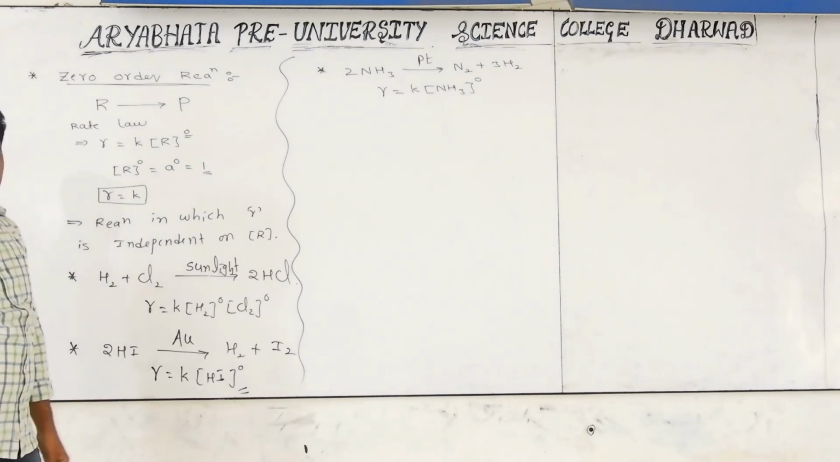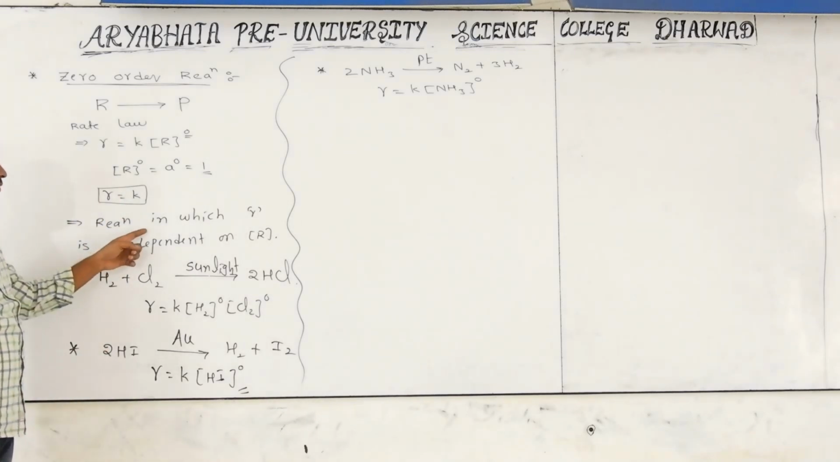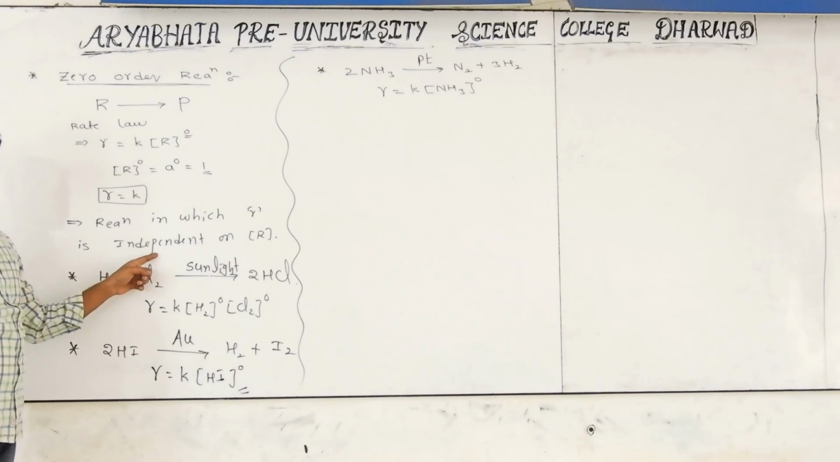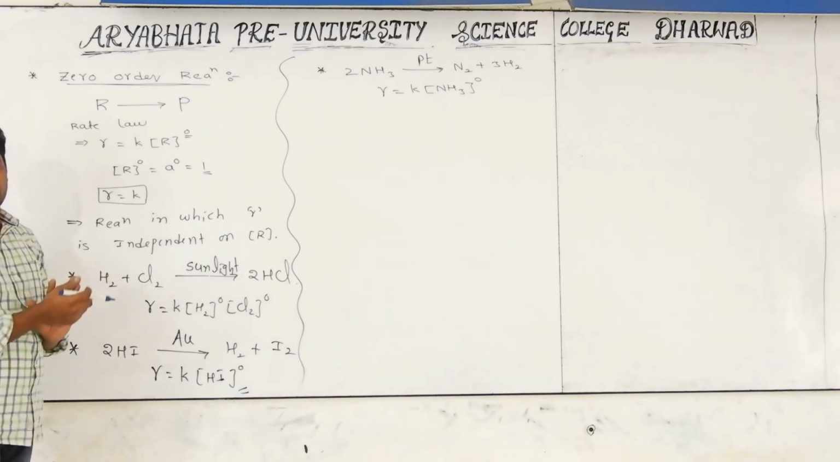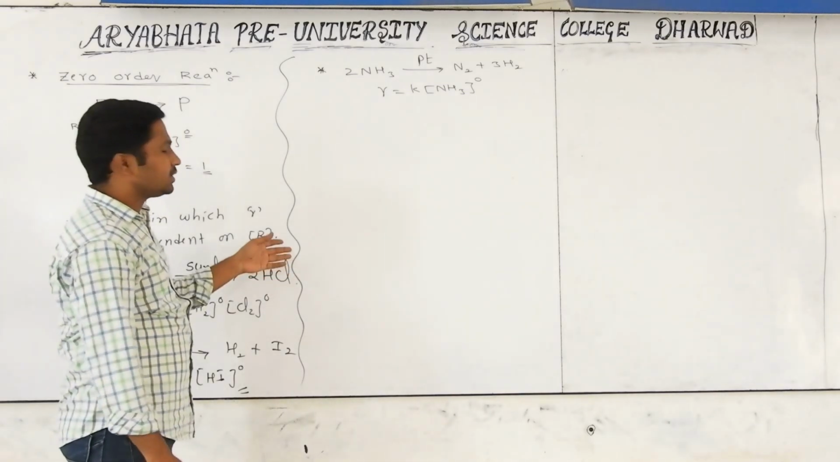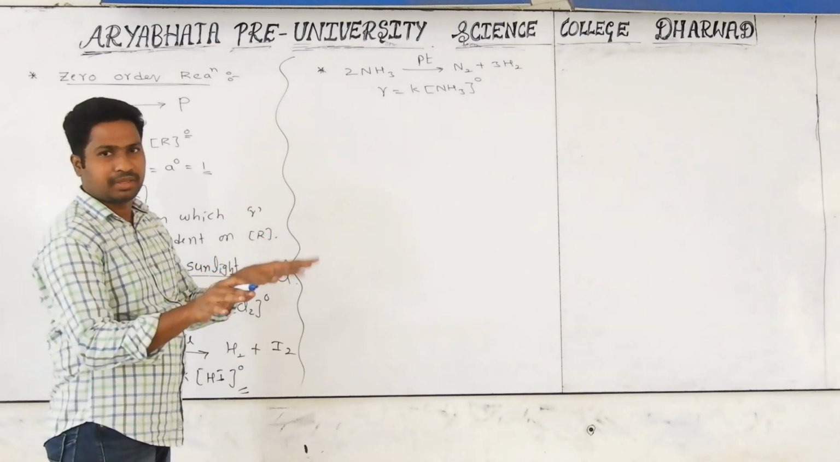This is important for exam questions. What does it mean? A reaction in which the speed of the reaction is independent of the concentration of the reactant, or not dependent on the concentration of the reactant, is called a zero order reaction. It may be affected by other factors like these.